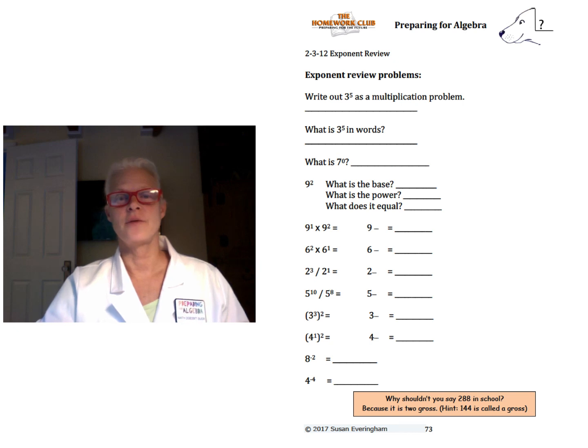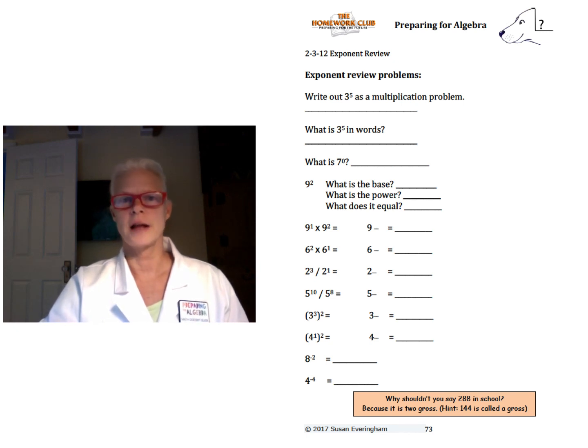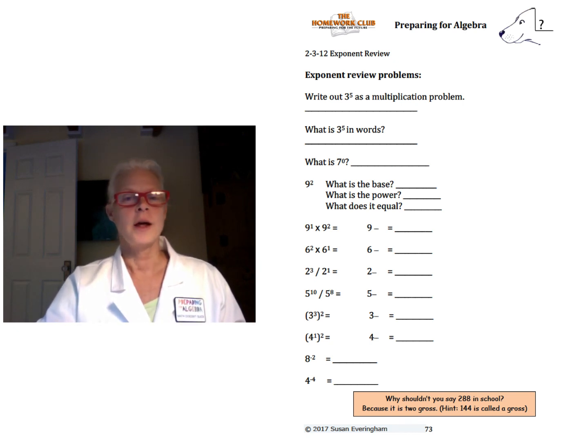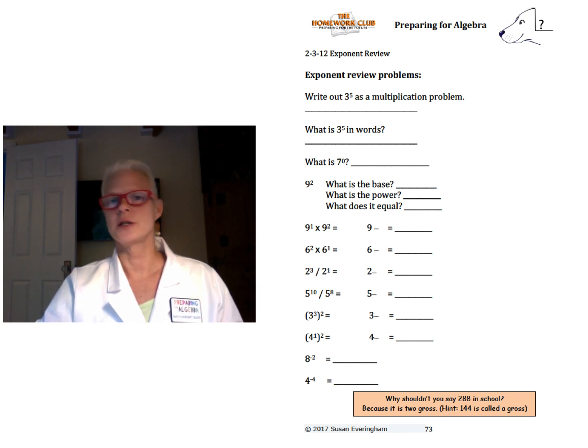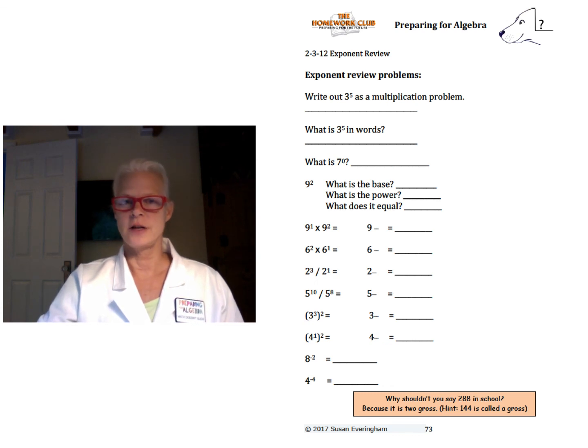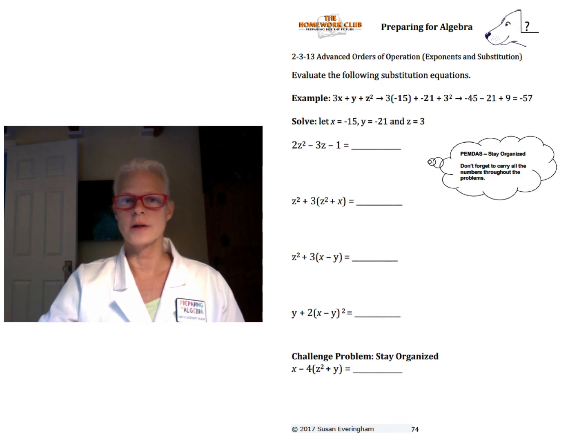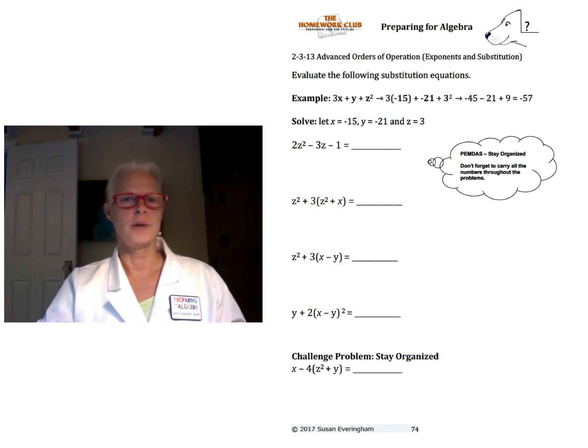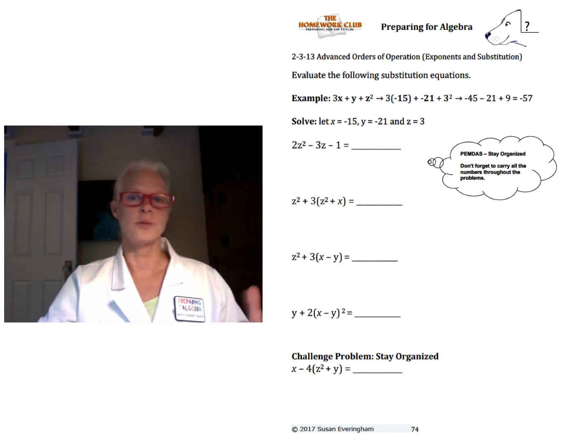Pages 73 and 74, exponent review, last 2 pages of chapter 2. Now page 73 is just a powers exponent review. Go ahead and finish that. And on to page 74, something a little different, is called substitution. We're going to be using that a lot in algebra.